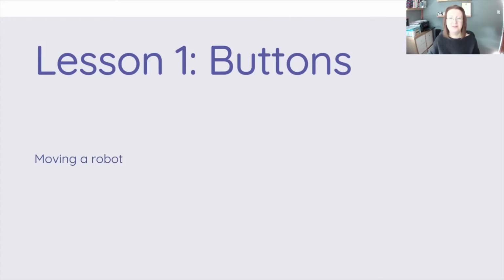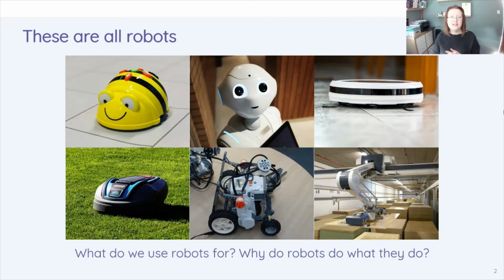Hello everybody and welcome to a new unit, called Moving a Robot, and this is lesson 1 where we're going to be looking at buttons. So these are all types of robots, and what you can see here is you've got your Bee-bot, you have a robot that looks quite cute with a face, you've got ones that are used for cleaning or moving things, as well as ones that are used in factories for moving things around.